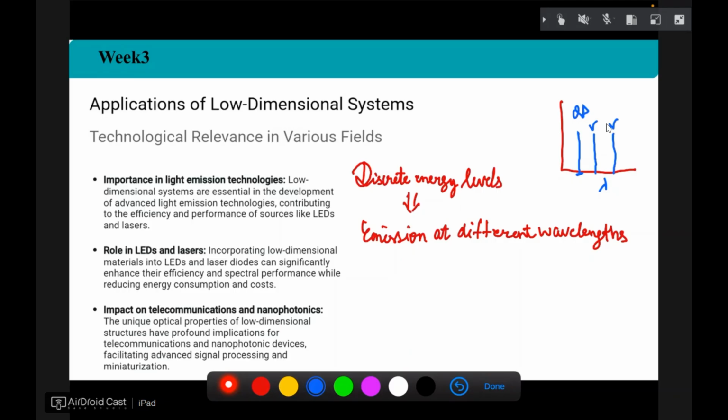So what is the impact of these low dimensional materials on telecommunication and nanophotonics? The unique optical properties of low dimensional structures have profound implications for telecommunication and nanophotonic devices, facilitating advanced signal processing and miniaturization. One important note is that the spacing between the energy levels is dictated by the size of the particle.